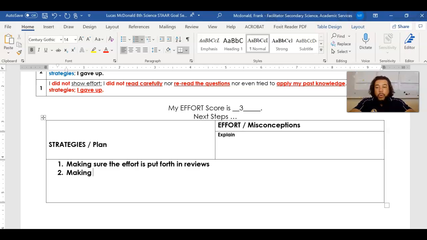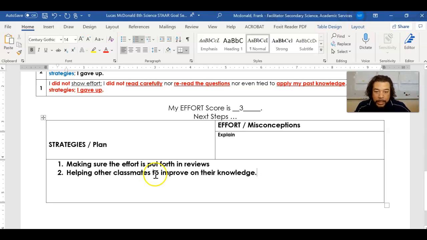Maybe he's going to make a goal of helping other classmates, because I always believe if you can help somebody with something, then it shows that you have mastery of that content. So I think that could be a potential goal for him, helping classmates to improve on their knowledge in science. And that could be that last push that this guy could need to get to that level.